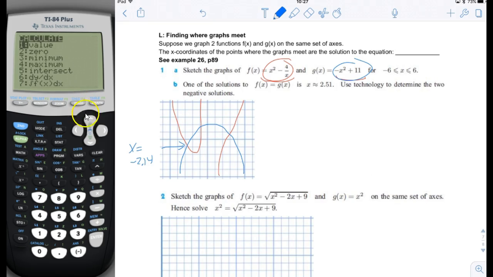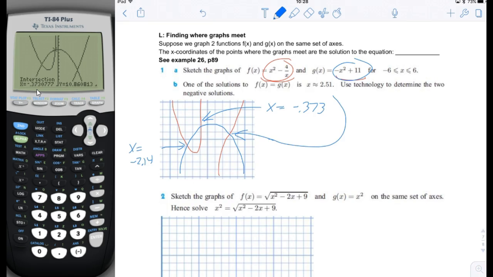Second calc, now we're going for the other one. 6, 5 is the intersect. First curve, yes. Second curve, yes. And now we're going to move the guess toward the second point, which is here. The second intersection is negative 0.373. Okay, so this one here is negative 0.373. And this one we already knew, it's 2.51. All right, that was easy, right?